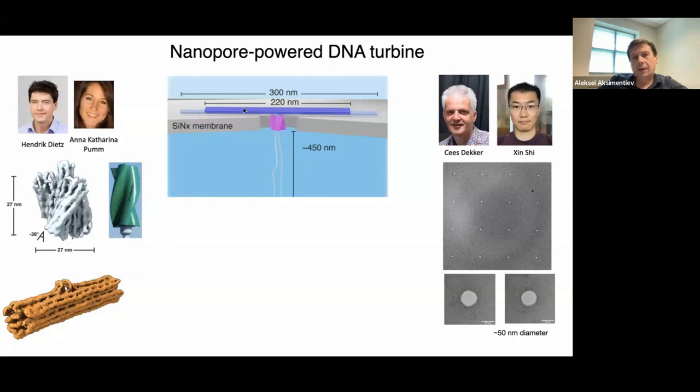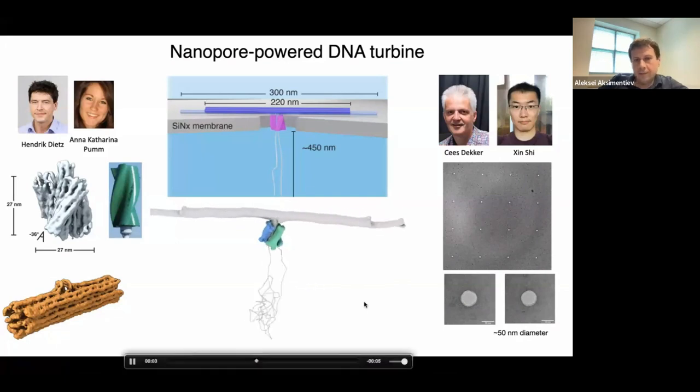The rod has been beefed up here to make sure it doesn't buckle, because if it buckles, it will actually form a spinner, which was reported by the Dekker and Dietz labs in another publication. But in this particular case, the rod is made stiff so that doesn't happen, and that's kind of how it looks like in the coarse-grained simulation.